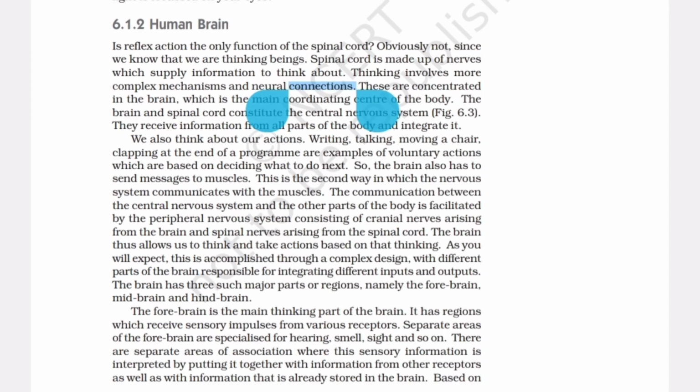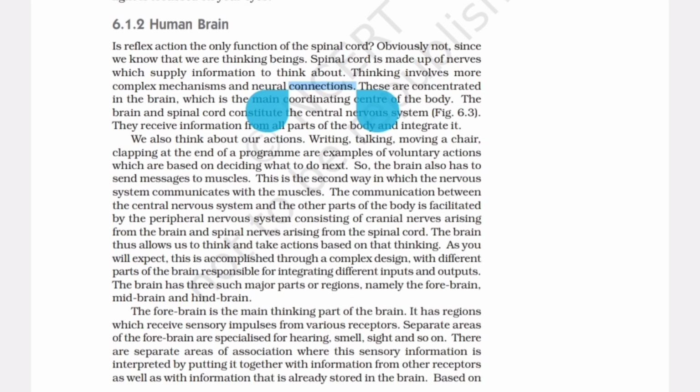They receive information from all parts of the body and integrate it. We also think about our actions. Writing, talking, moving a chair, clapping at the end of a program are examples of voluntary actions which are based on deciding what to do next. So, the brain also has to send messages to muscles. This is the second way in which the nervous system communicates with the muscles.